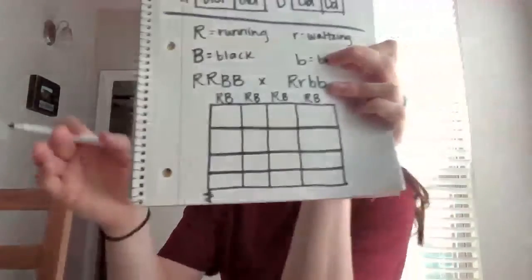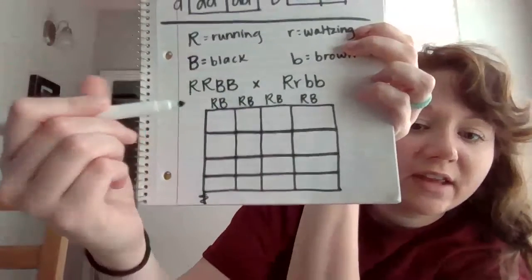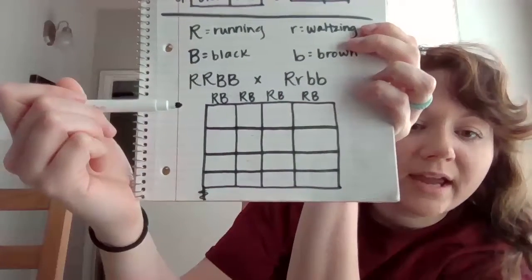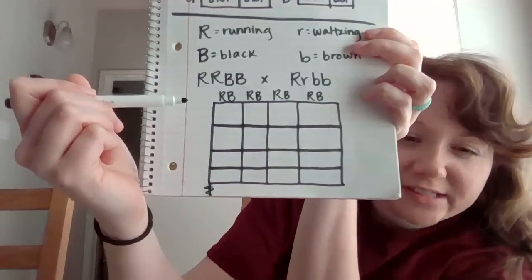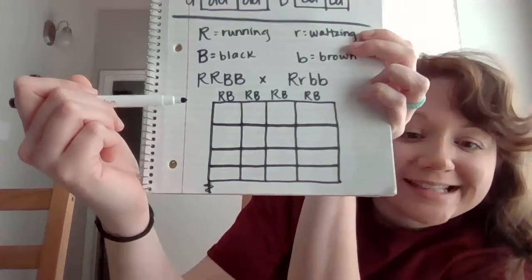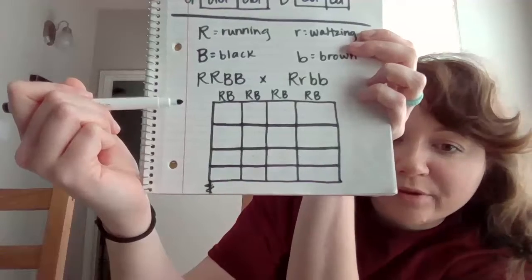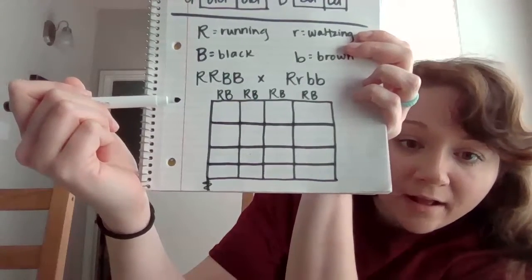Okay, so I have my 16 box Punnett square, and I started getting ahead to write the genotypes of what's going to go on the tops and on the sides. The way that we're going to do this, I don't know if we remember or have heard of the FOIL method in math. The FOIL method stands for first, outer, inner, last.